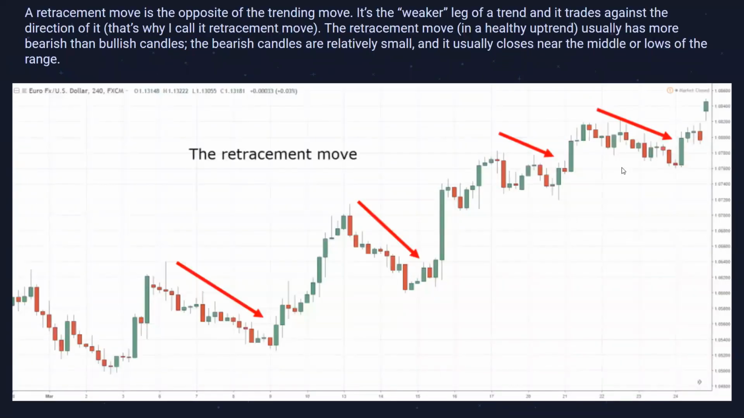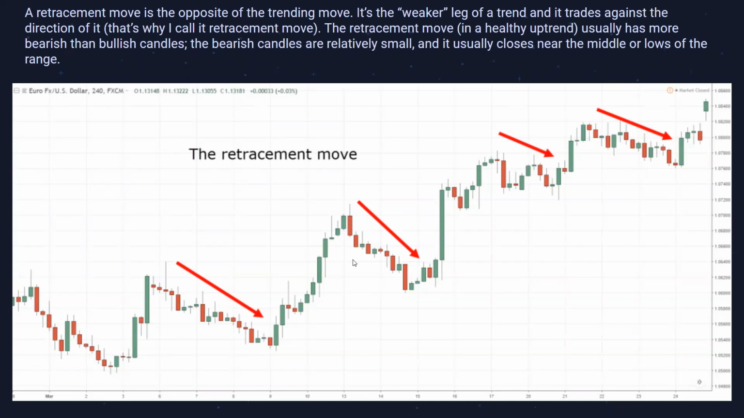A retracement. A lot of people don't know what retracement means. A retracement move is the opposite of the trending move. It's the weaker leg of a trend, and it trades against the direction of it. That's why I call it a retracement move. The retracement move in a healthy uptrend usually has more bearish than bullish candles. The bearish candles are relatively small, and it usually closes near the middle or high of the range.